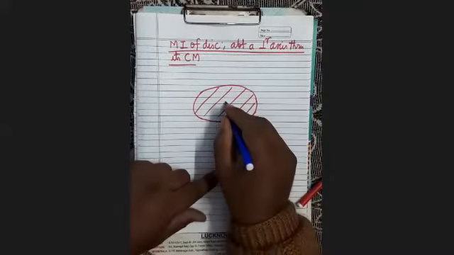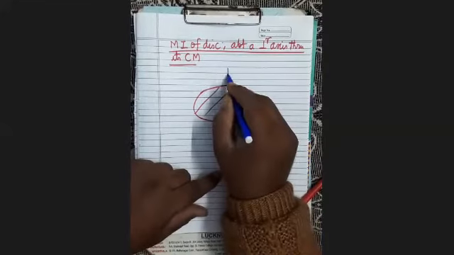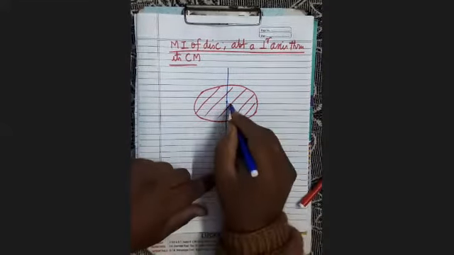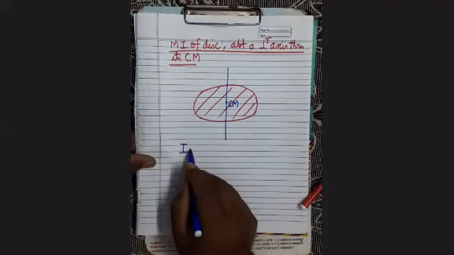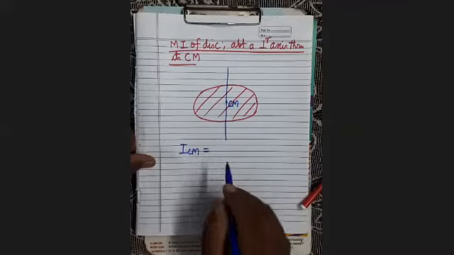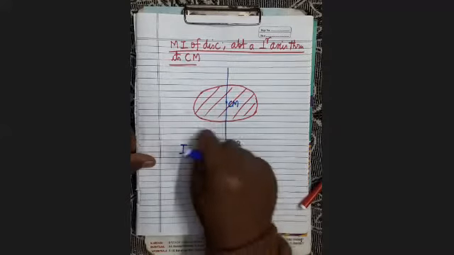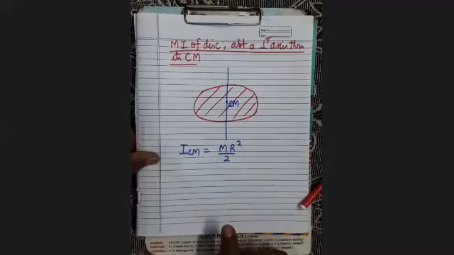Its center of mass will be its geometrical center. You have to determine moment of inertia about this axis. This is the center of mass. So what will be moment of inertia? ICM equals to MR square upon 2. Of ring it is MR square, but of disc it will be MR square upon 2.